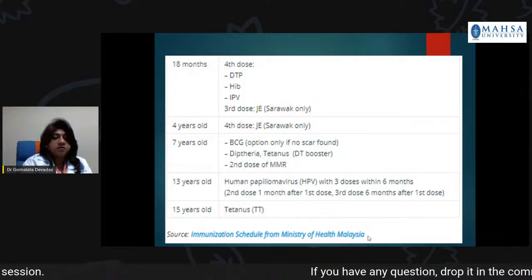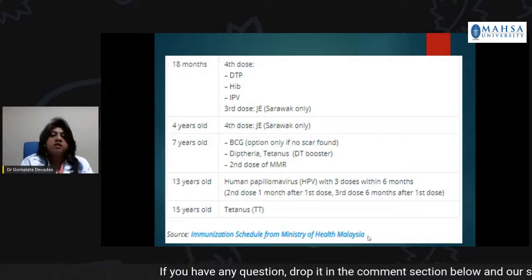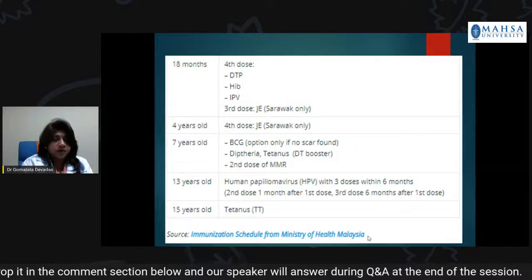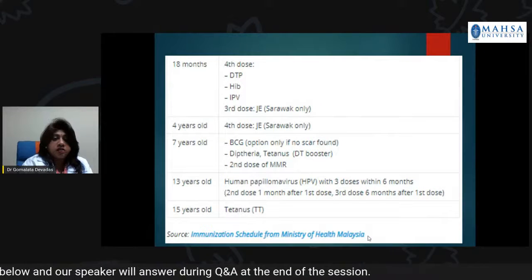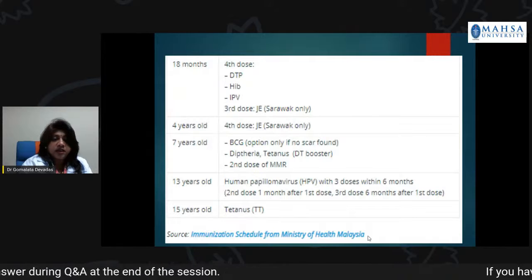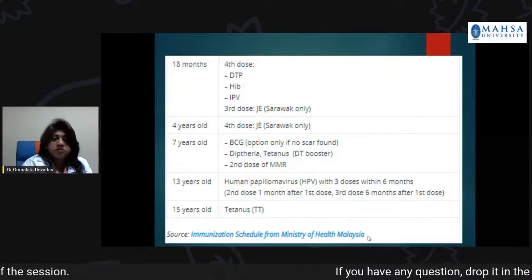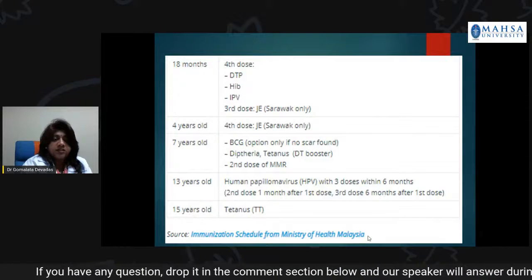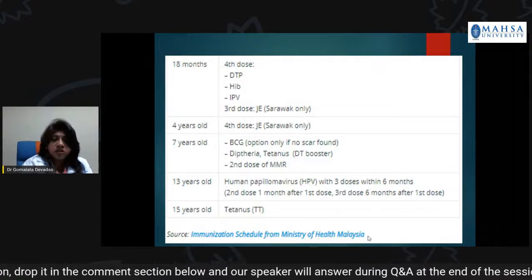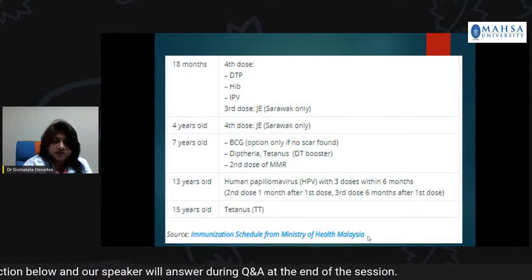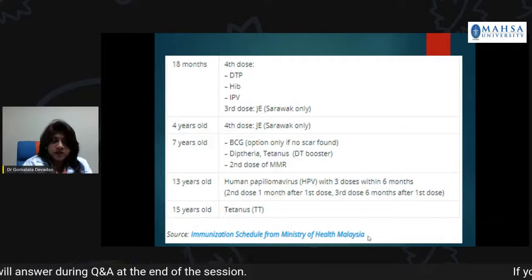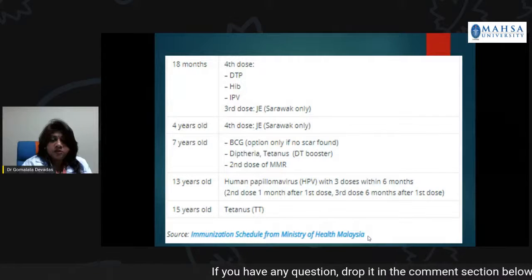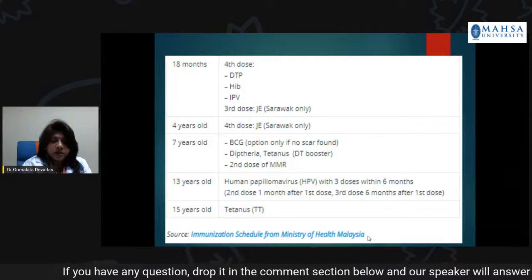At the age of 18 months, a 1 year 6 months old baby will get the fourth jab of their DPT, Hib, and IPV, and the third dose of Japanese encephalitis in Sarawak. At the age of 4 years, the fourth dose of Japanese encephalitis will be given in Sarawak. At the age of 7, in schools, they will be given a second chance of BCG if no scar is found, and the diphtheria-tetanus (DT) booster and the second dose of MMR will be given.